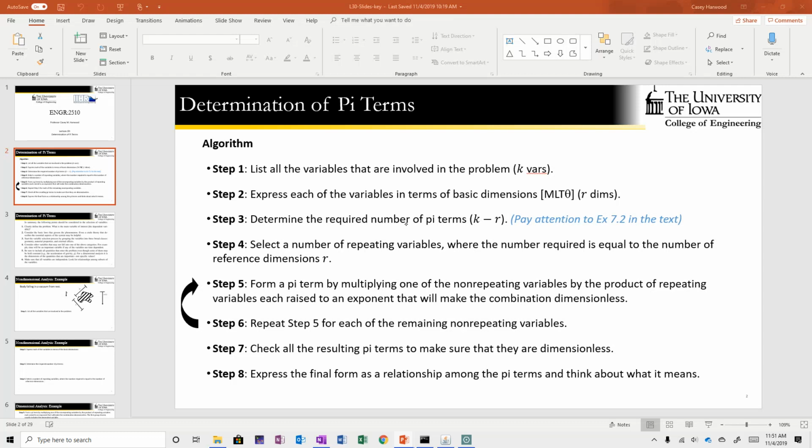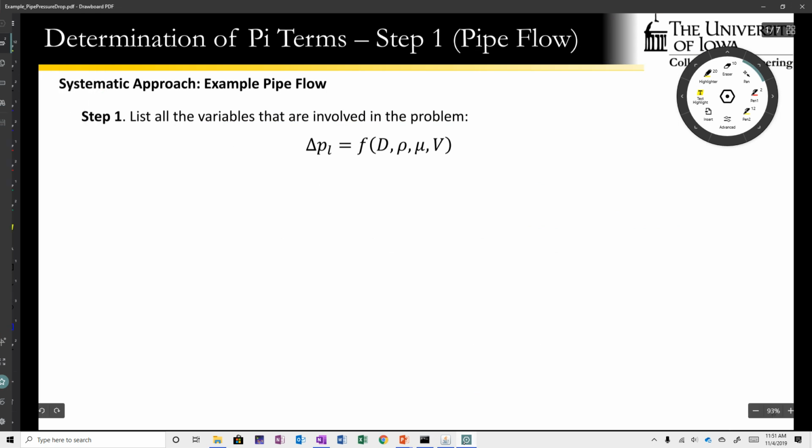So first, we're going to practice this on the same problem we did last time, in the last lecture, which was flow through a pipe, finding the pressure drop per unit length. So we're going to be filling in that gap where before I just drew an arrow and wrote conventional analysis, yay. So step 1 is listing all of the important variables. This is where you come up with that count k.